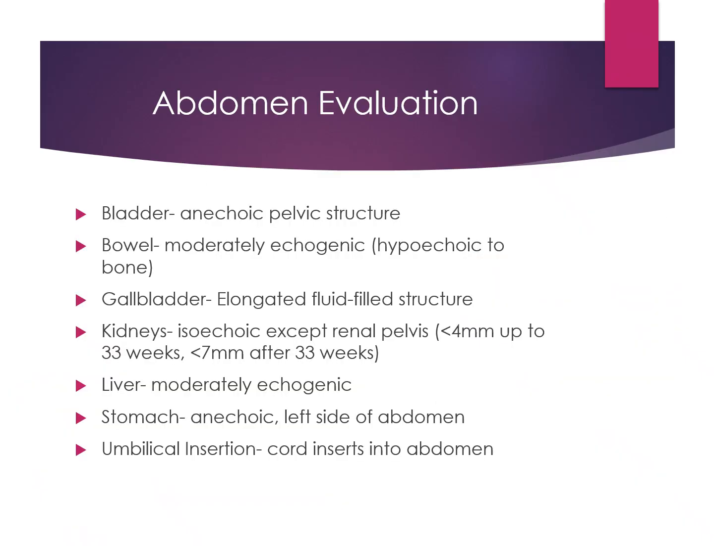All right, so moving away from the heart and the thoracic area, we're going to move down into the abdomen. Now this is very similar to an adult, right? We all have a bladder, we all have bowel, we all have a gallbladder, we all have kidneys. We want to see them, we want to see a liver, we want to see a stomach, and we want to see the umbilical cord insertion into the abdomen.